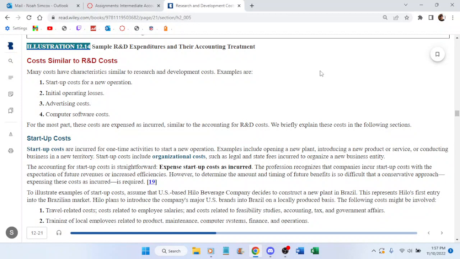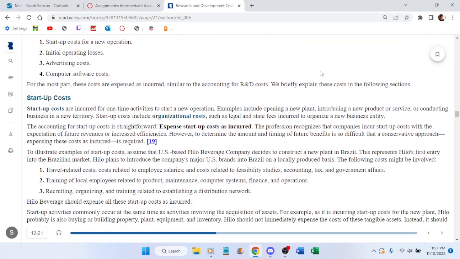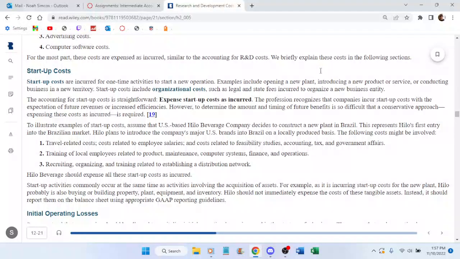Costs similar to R&D. Startup costs for a new operation. Initial operating costs. Advertising costs. Computer software costs. Startup costs.